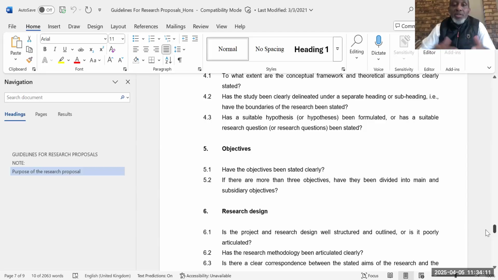You could take one objective and even try to divide it in terms of activities, because each of the objectives could have different activities. And in terms of the methodology, which is also one key area, apart from the problem statement and objectives, we look at: is it well designed, is it well structured, the outline, and the activities? Are each of the activities that you want to do clearly articulated? Is there a clear correspondence between the aims and research design?